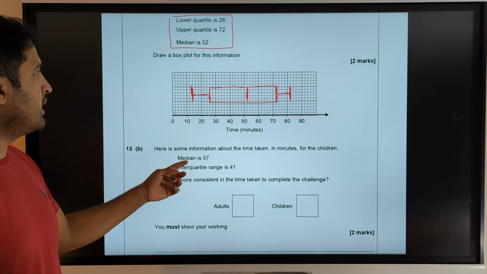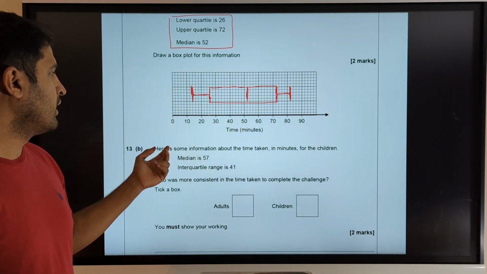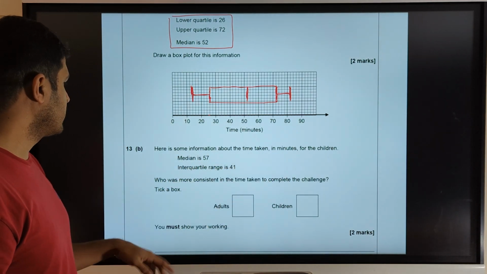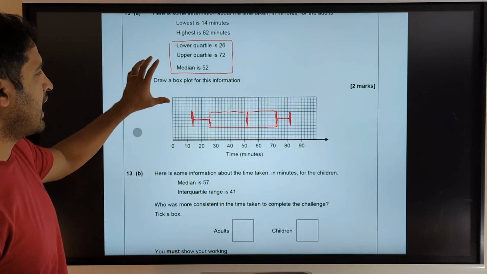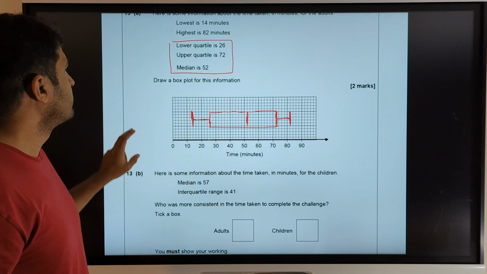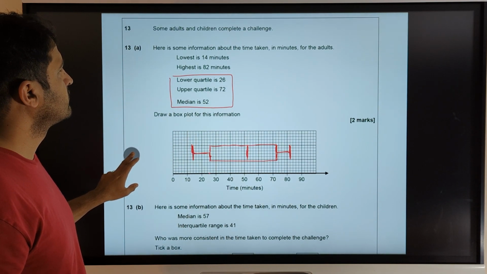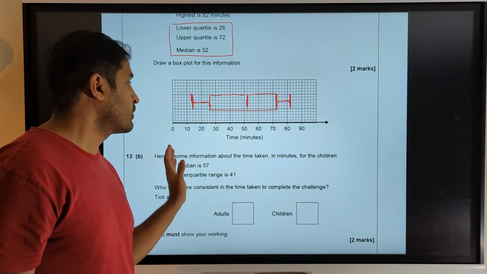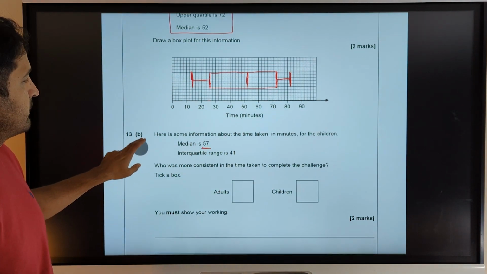Now another one where the median is 57, higher median. Okay. For the another, here's some information about time taken in minutes for the children. For the adults and children, the median is higher. Okay. So that means children, on average, took longer to complete the task. That's what it means. Okay.